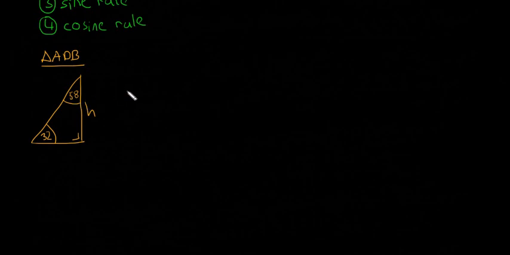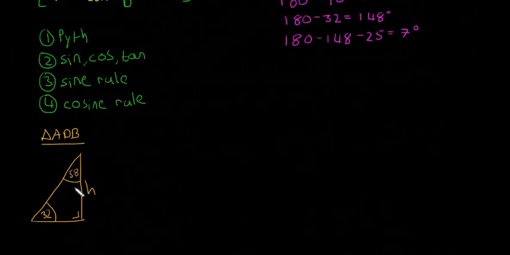58 degrees, okay? So if we look at our checklist, we look at this triangle here. We can't use Pythagoras because we only have one side. We can't use sine, cos, or tan, because we only have one side as well. We need one extra side. We can't use the sine rule or the cosine rule for the same reason. So we're going to leave this triangle for now and we'll come back for it.